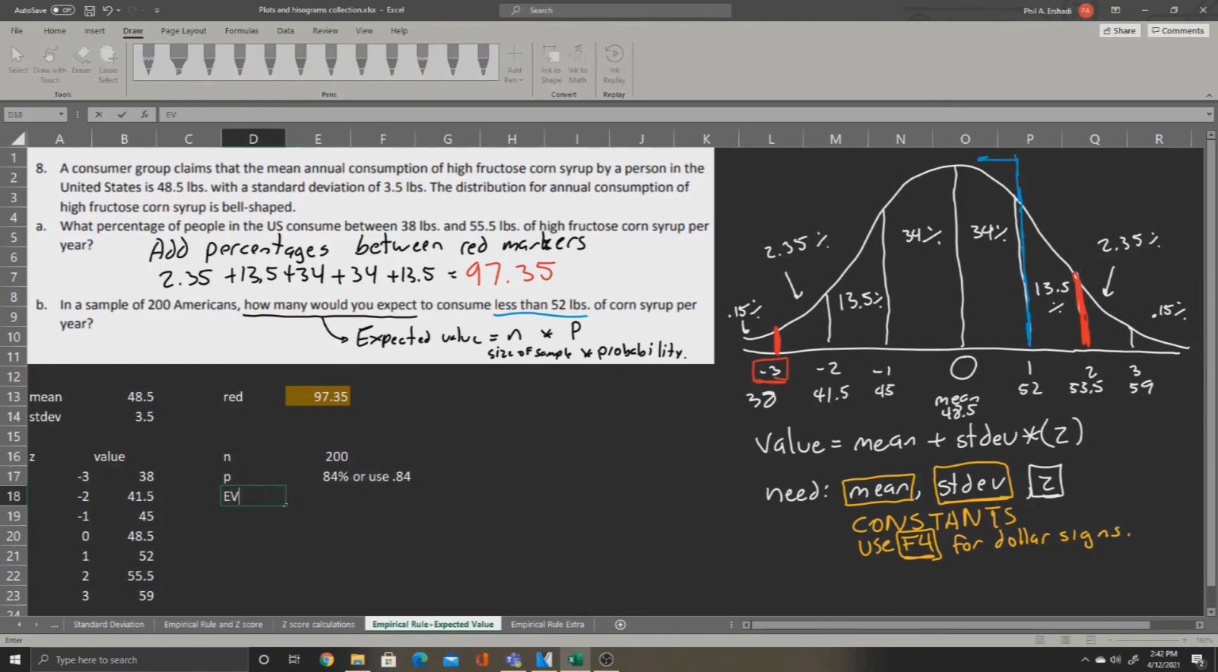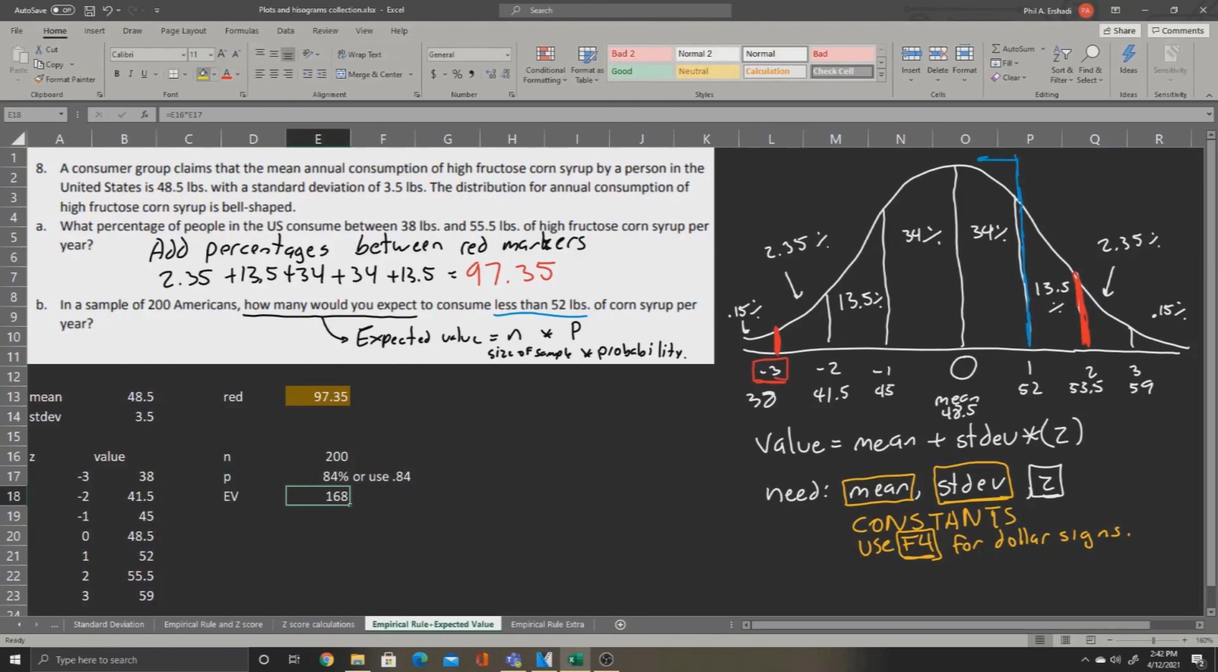Now to get the expected value, which I'll abbreviate as EV, we say equals, click the 200, press the multiplication key, and now click the 84%. This gives us an expected number of people of 168. That will be our final answer for part B.